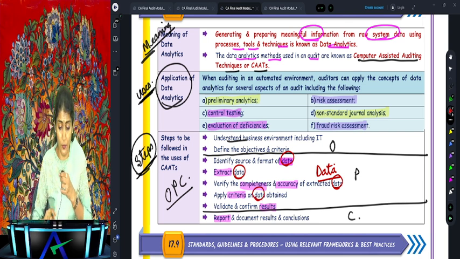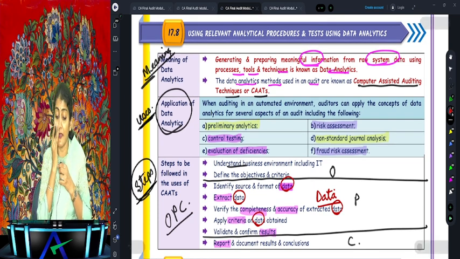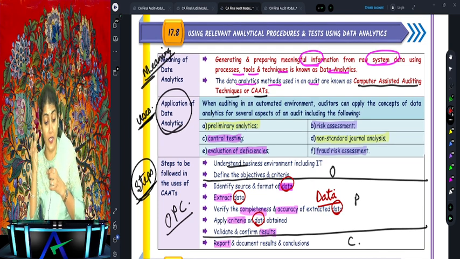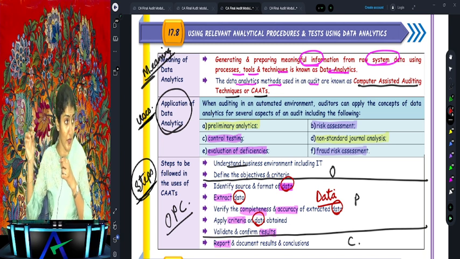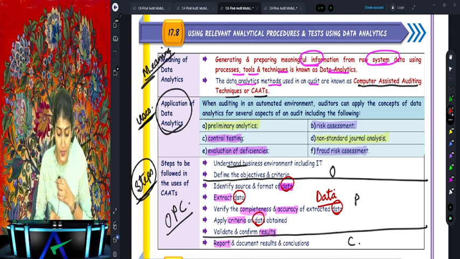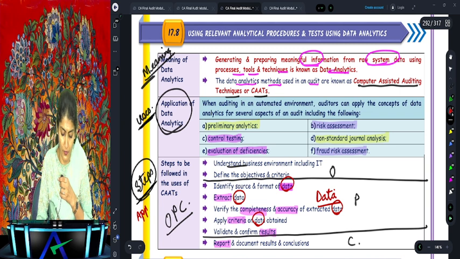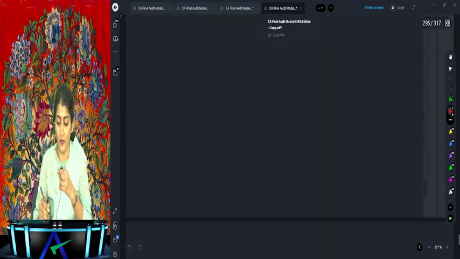Are you all able to follow this? So 3 questions over here regarding the data analytics. What are the questions? Meaning of data analytics, uses of computers in audit, and the steps or the approach to be followed in the uses of the CATs, right?